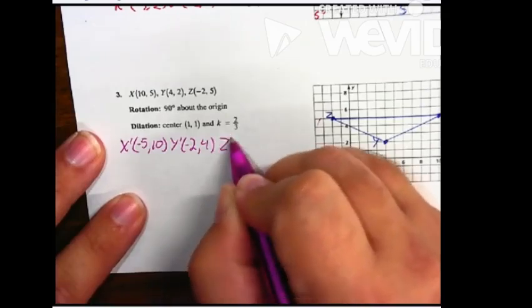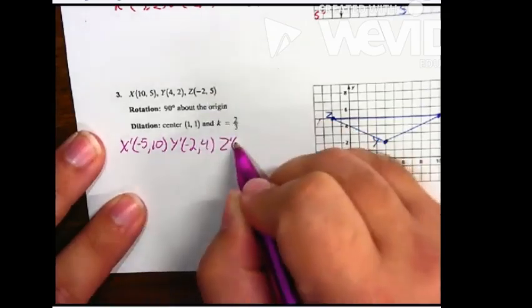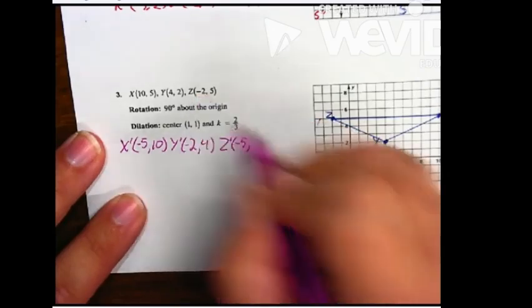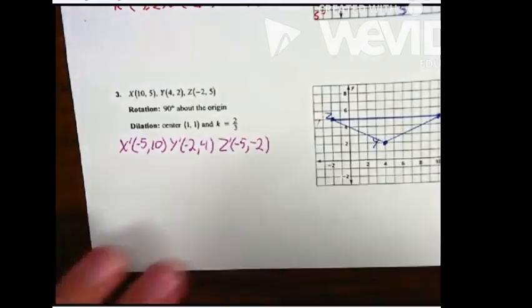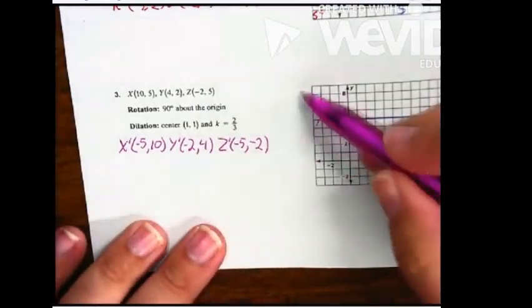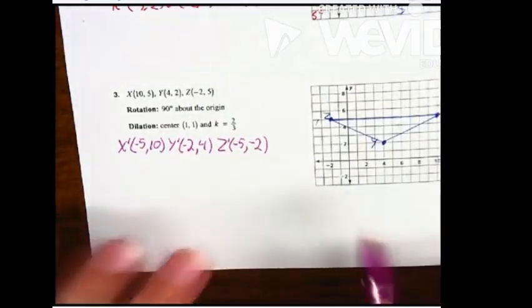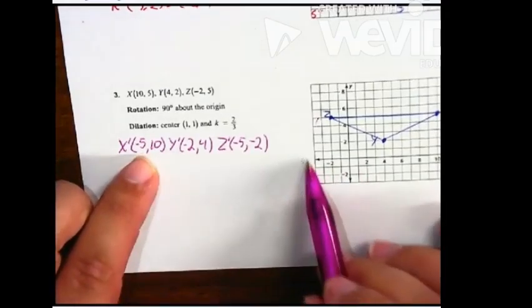And Z prime, 5 moves to the front and changes signs, and the negative 2 moves to the back. All right. And so that would put our triangle over here somewhere, probably sticking outside of the grid. Yeah, definitely sticking out of the grid. We want negative 5, so it's going to be out here.